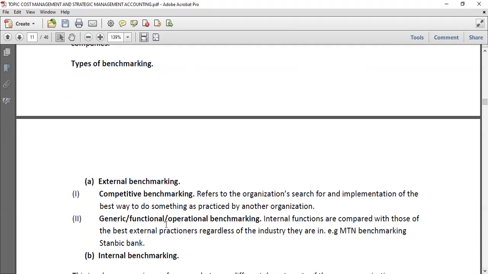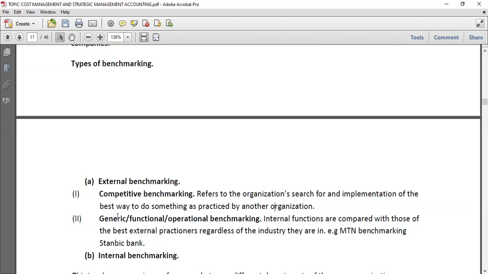Now we have different types of benchmarking. We have what we call competitive benchmarking, and with competitive benchmarking, basically we want to compete. Okay, and this is where we search for what the other person is doing to make sure that we are finding the best way to also produce the same thing and compete with them.